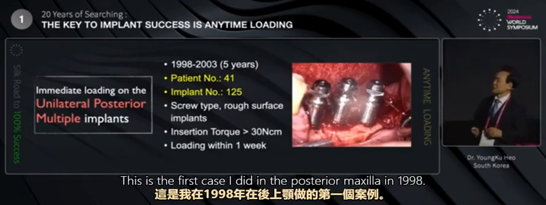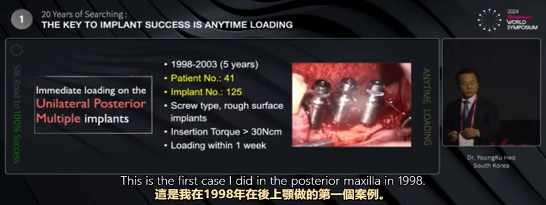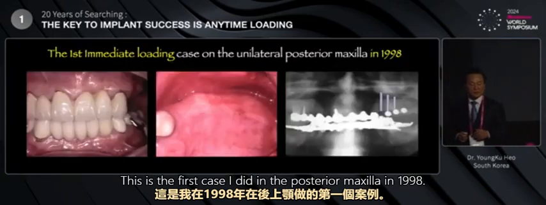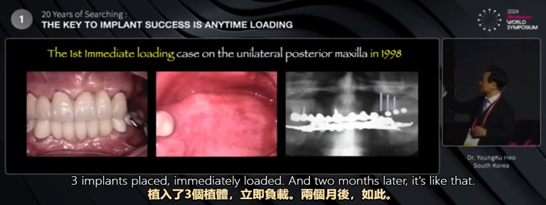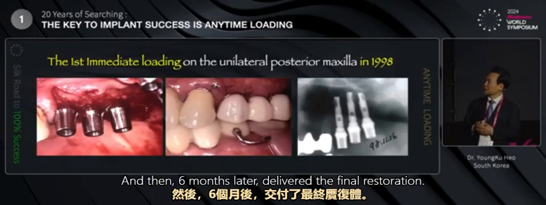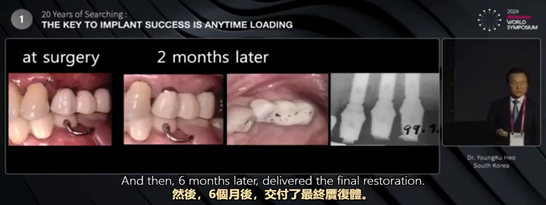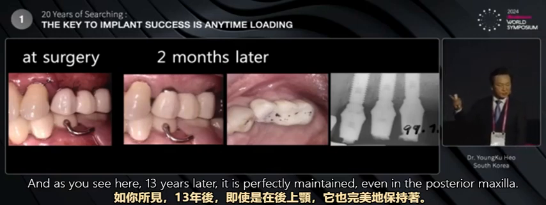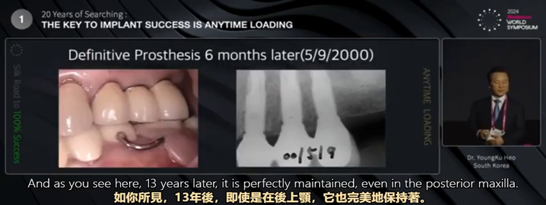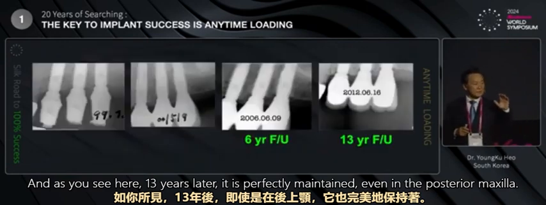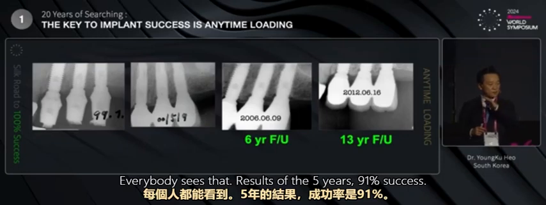This is the first case I did in the posterior maxilla in 1998. 3 implants were placed and immediately loaded. 2 months later, it's like that. And then 6 months later, we changed to the final restoration. And as you see here, 13 years later, it's perfectly maintained even in the posterior maxilla. Everybody see that?